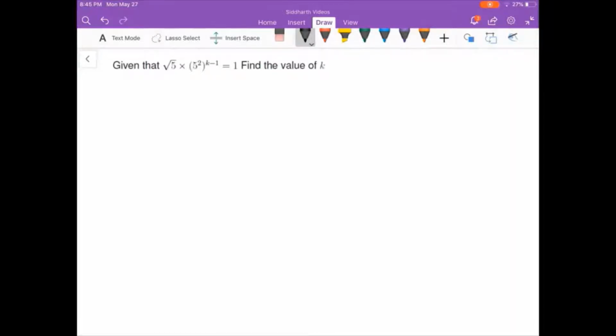In this question, we have to solve the equation. To start, we know that square root of 5 is same as 5 to the power of half. So we can rewrite this as 5 to the power of half into, for the second term, we can expand it to get 5 to the power of 2k minus 2. And we know that 1 is same as 5 to the power of 0.